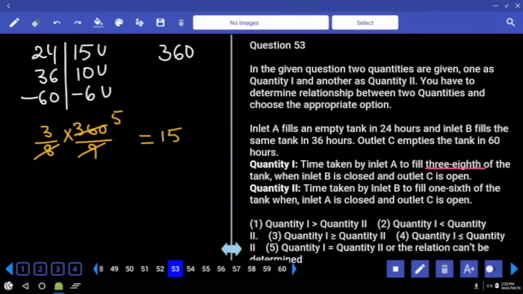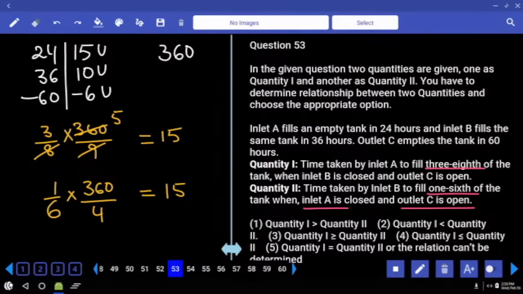Are you okay? Next, time taken by inlet B to fill 1/6 of the tank. Total tank capacity is 360. 1/6 capacity is 360 into 1/6. When A is closed and outlet C is open, who should fill now? B and C. B and C both together do. So the denominator is 24 only. What is 24 10 times? 240. Half 120. 240 and 120 sum, that is our numerator. So 10 times plus half, in the sense 15 times only. Both are equal.